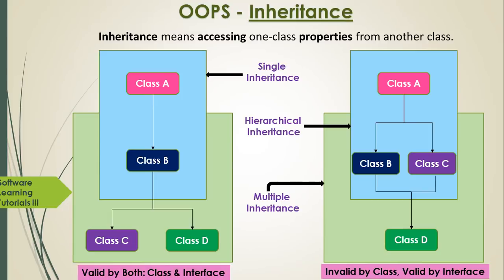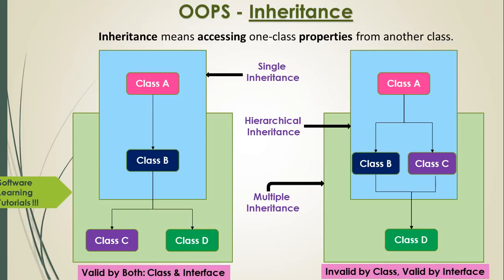On the left edge you can see the single inheritance, where class A and class B come into the relationship. I have also shown the hierarchical inheritance, where class B and C get created from class A. They then use the properties and methods from class A. And the third one is the multiple inheritance, where class B and C use the properties of class A and class D uses the properties of class B and C.